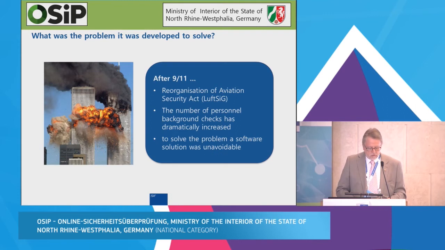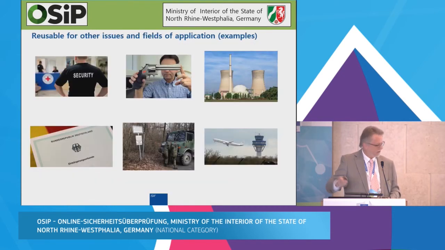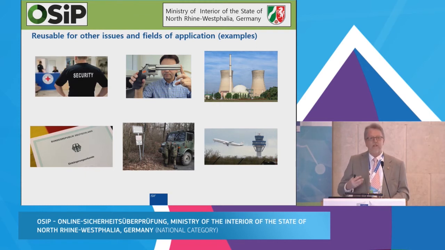The key question was, more staff in the Air Safety Authority or to create an IT solution, and the decision was made for an IT solution, and OSiP was born. The goal was to include all stakeholders who are involved in safety reviews and background checks in a standard process chain without media breaks. And this was achieved thanks to OSiP.